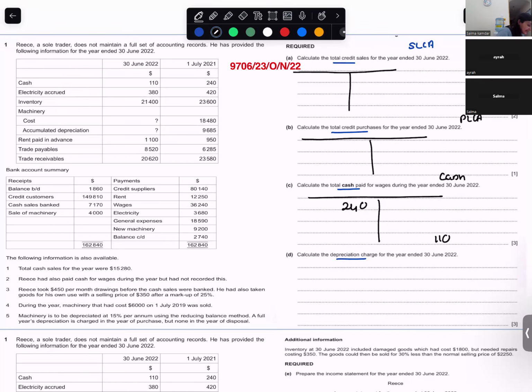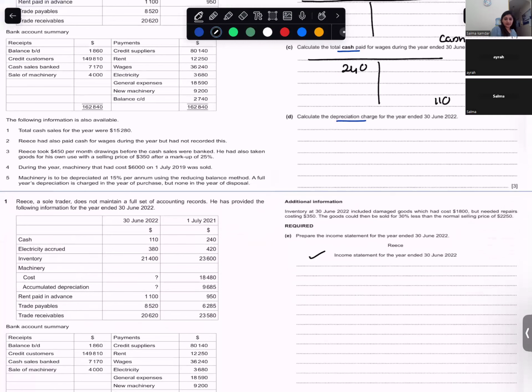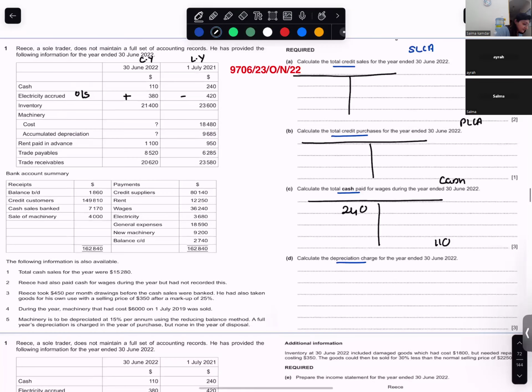Okay. Electricity accrued, outstanding. Will it come in any of the four accounts? No. Okay. Outstanding at the beginning of the year, what do we do? Outstanding of the current year, we will add, and of the last year, you will subtract. So at the beginning of the year, you will subtract it. This is the current year and this is the last year. Probably we are asked to make the income statement. Yes, we're asked to make the income statement as well. Are you with me? Yes, miss.